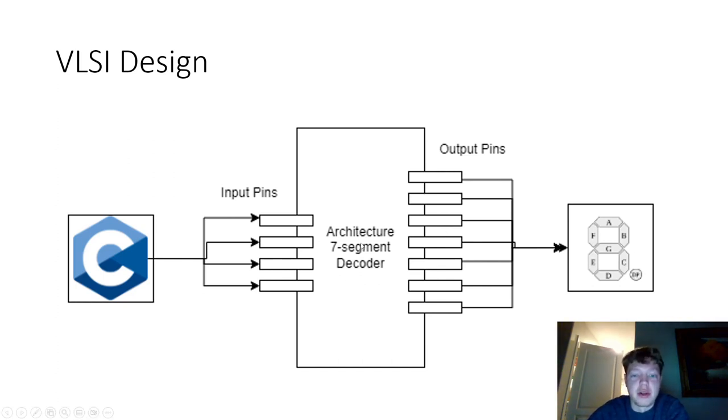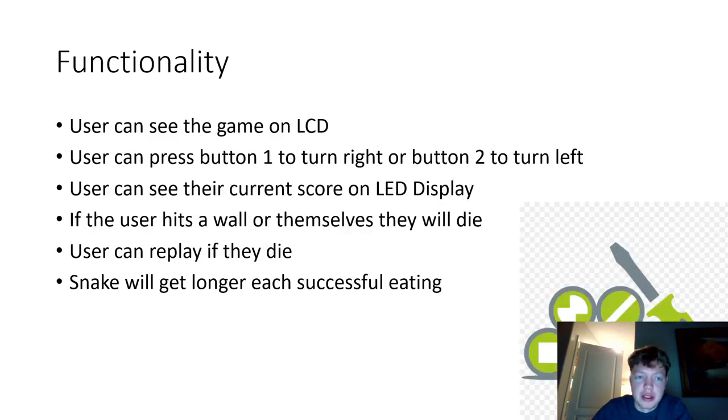So it goes from 4 inputs in the center of the FPGA design, and it'll turn that into 7 outputs, which are output pins here because there's 7 sections of the 7-segment display, obviously. It'll decode what it needs to put there, and write that to the LED display. Next is some functionality, so the user can see the game on the LCD. The user can press button 1 to turn right, or button 2 to turn left. The user can also see their current score on the LED display, which is the last step with the FPGA.